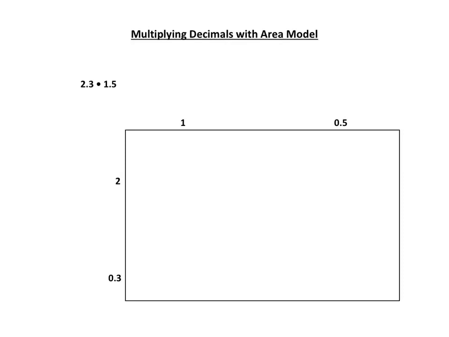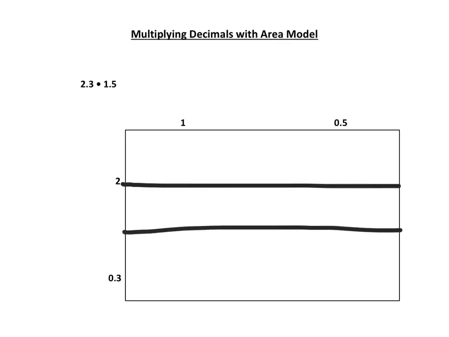Multiplying decimals using an area model. So we're going to represent 2 3/10 multiplied by 1 5/10. I'm going to section off my rectangle across, representing 2 3/10. So that is going to be 2 wholes across, two wholes, and then 3/10 going across.